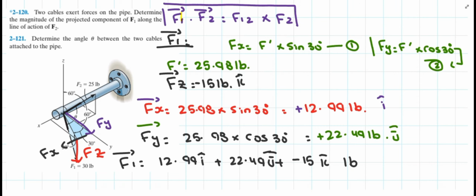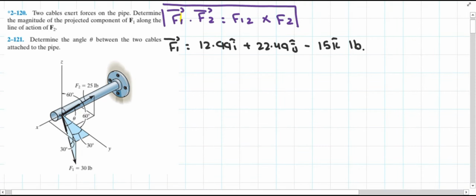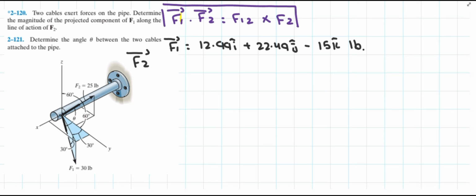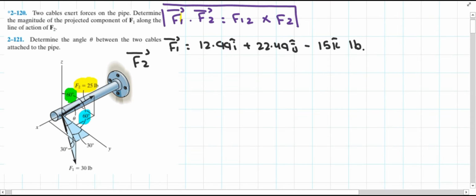What about the Cartesian components of force F2? Let's find it out. Now, we successfully found the Cartesian components of force F1. Let's talk about the Cartesian components of force F2. If you see the diagram, this is our 25-pound force, and this 60-degree angle is the angle between the 25-pound force and the positive y-axis. And this other 60-degree angle is the angle between the 25-pound force and the positive z-axis. But we don't know the angle between the 25-pound force and the positive x-axis.